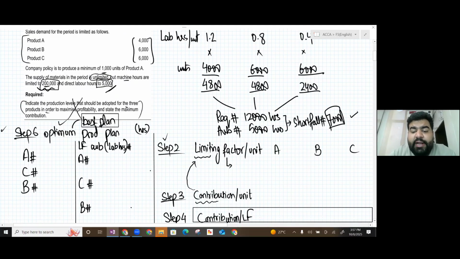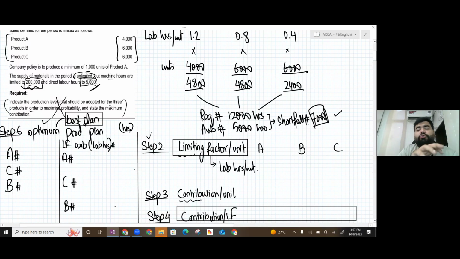Step 2 is limiting factor per unit. Limiting factor per unit means you have to write the limiting factor per unit for all of the products. And you know that the limiting factor per unit in this question is actually labor hours per unit. Limiting factor is labor hours. Obviously, in step one, we have identified that. So labor hours per unit we have to write for A, B, and C.